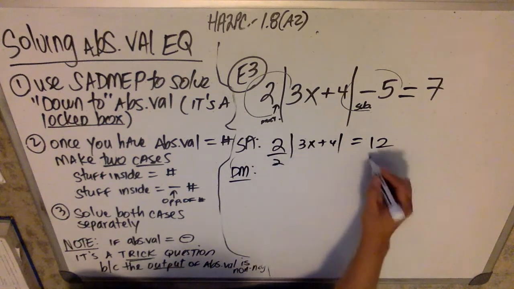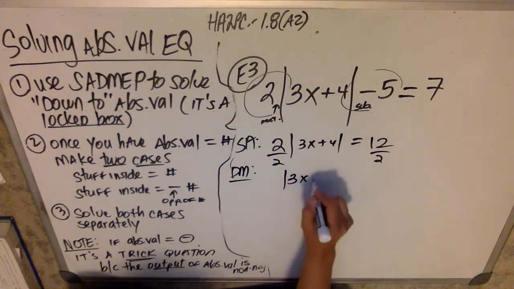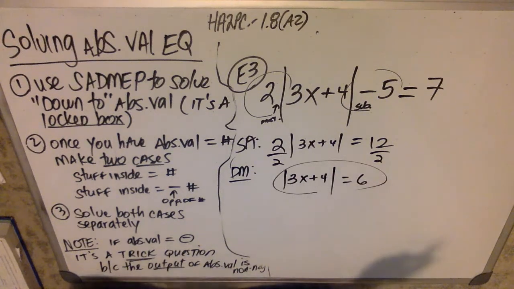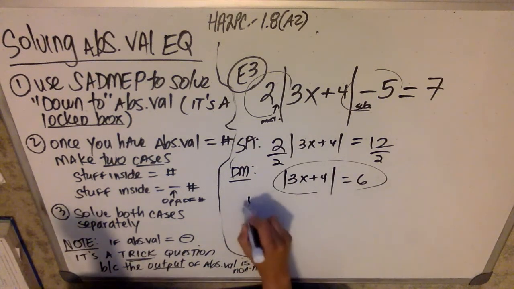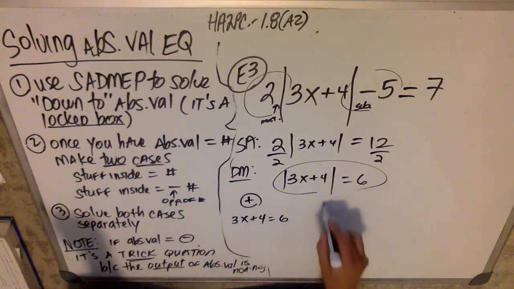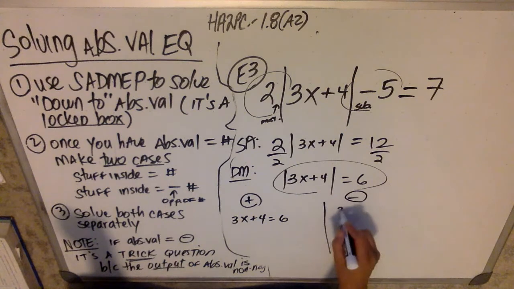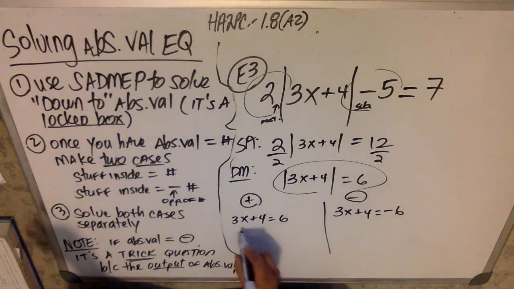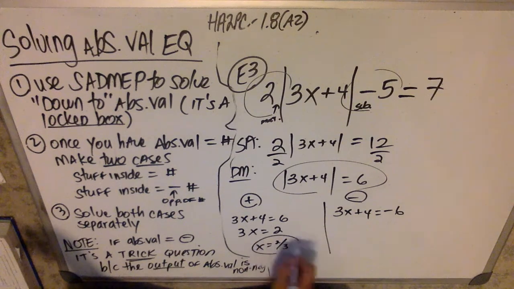Well, when I do that, I'm going to get that the absolute value of this 3x plus 4 is a 6. Well, now I'm stuck. Now I'm down to that lockbox and I'm stuck. So now I need my positive case, which is that 3x plus 4 is a 6. And I need my negative case, which is that 3x plus 4 is the opposite of 6. And now I can solve. So I'm going to get 3x is a 2, x is 2/3.